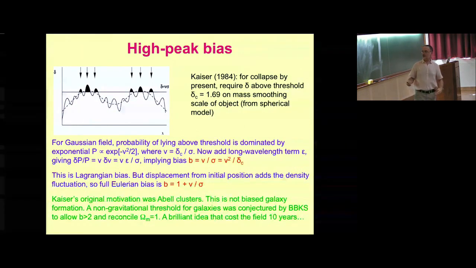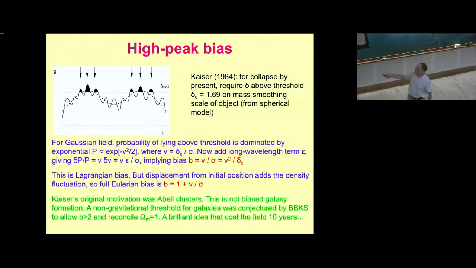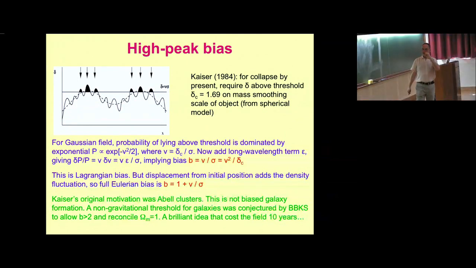Well, it's the error function, but that's dominated by an exponential term. This thing that looks like v is a nu. So this symbol nu is the threshold in units of sigma, sigma being the overall RMS of the density field. So you're asking how this exponential probability will respond if you perturb the density by adding in this long wavelength disturbance. Let's call it epsilon.